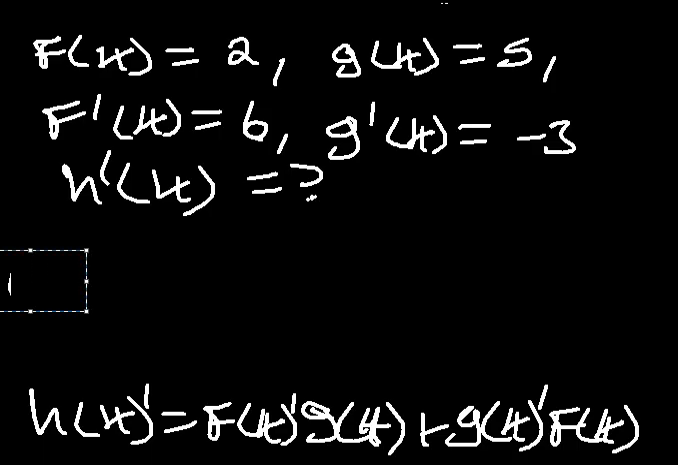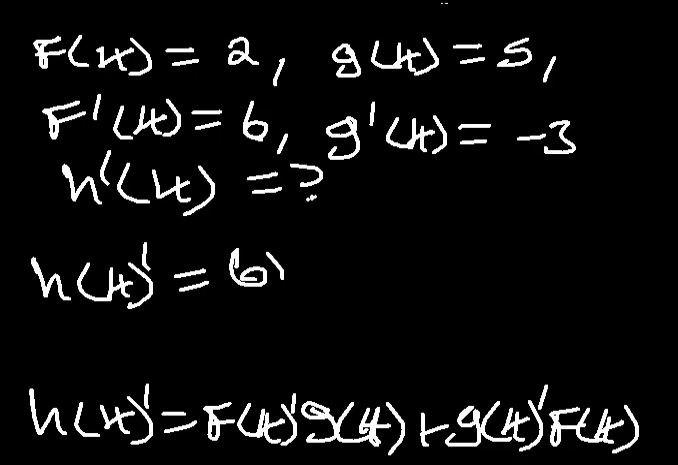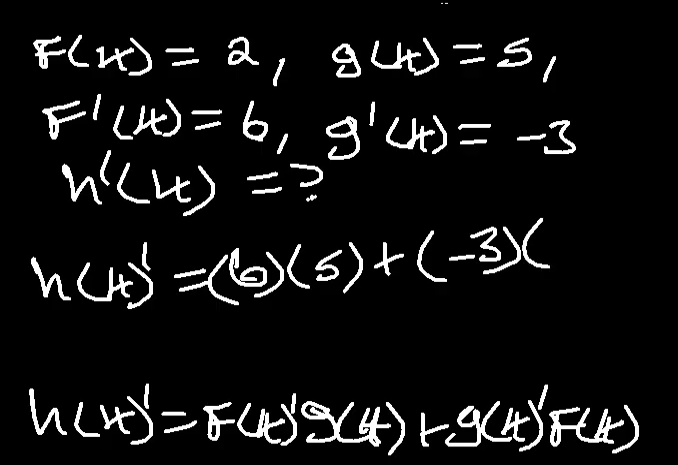Now we can have h of 4 prime given as: what is f of 4 prime? We have it as 6 times, and what is g of 4? We have it as 5, plus what is g of 4 prime? We have it as -3, and times what is f of 4? We have it as 2. So try to simplify that one, and you have it in that way.